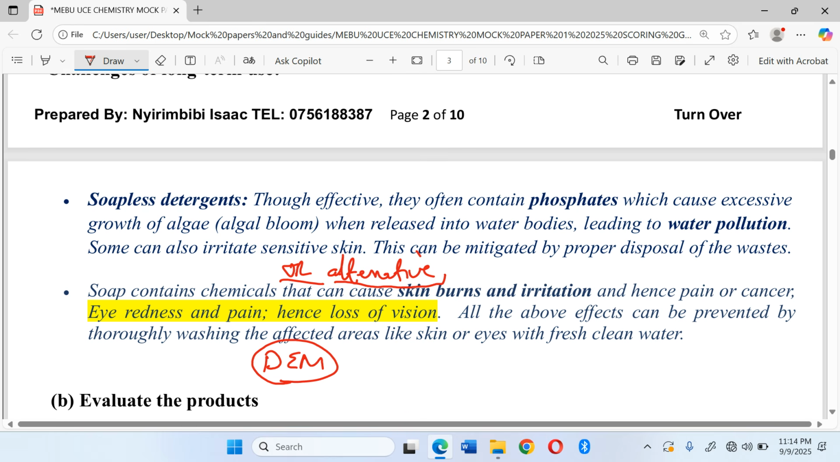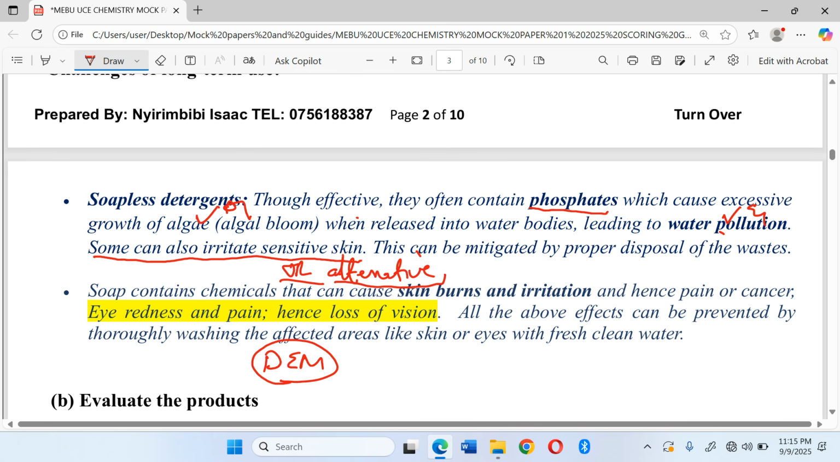So we're saying that soap-based detergents, though effective, often contain phosphates which cause excessive growth of algae when released into water bodies, leading to water pollution. Okay, and then they are saying also that some can also irritate. This is another point you can give. Instead of bringing about water pollution, you can say causing even irritation to the skin. All these are put here for you to get a vast range of different responses.